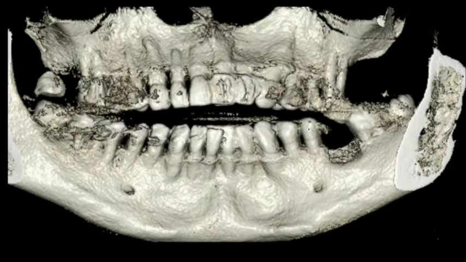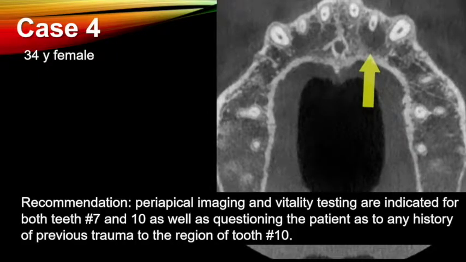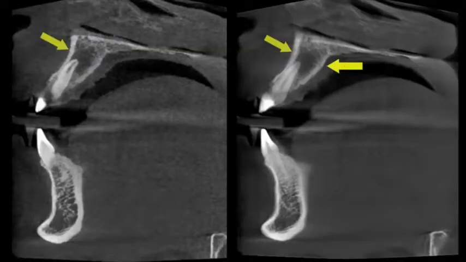Unless they've got a complaint, unless you did the treatment and followed the course of the treatment, I would be very hesitant. This is probably the second last case. Look at that maxilla. In thin slice, you're going to drive yourself crazy because everything looks like a cavitation, okay? And you look at this and you go, oh my God, what's going on here? Well, I recommended periapical imaging and vitality testing for tooth number 10, as well as 7, because I saw another area here.